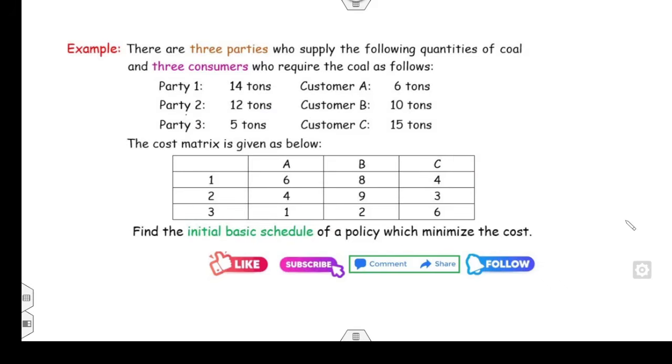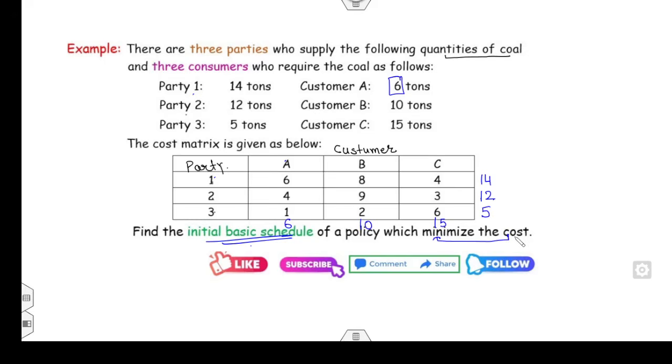Okay, look at this another one. There are 3 parties, 1, 2 and 3, which supply the quantity of coal to the 3 customers. These are my customers. These are my parties. Fine. It is given that party 1 has 14 tons, party 2 has 12 units, party 3 has 5 units. Customer A has 6 units, then 10 and 15. Find the initial solution which minimizes the cost.